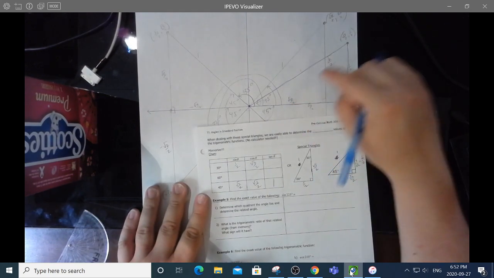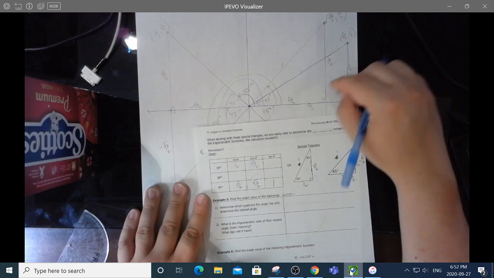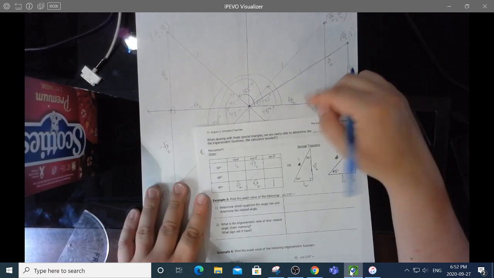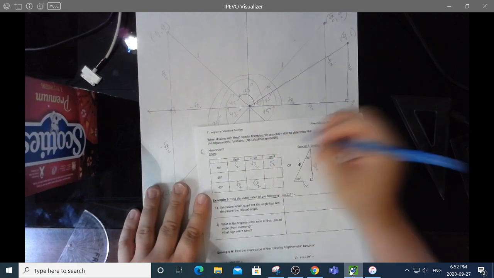And we could do a little bit of math on that. 1/2 divided by root 3 over 2. Remember, when you divide fractions, you times by the reciprocal, so it's actually going to be root 3.